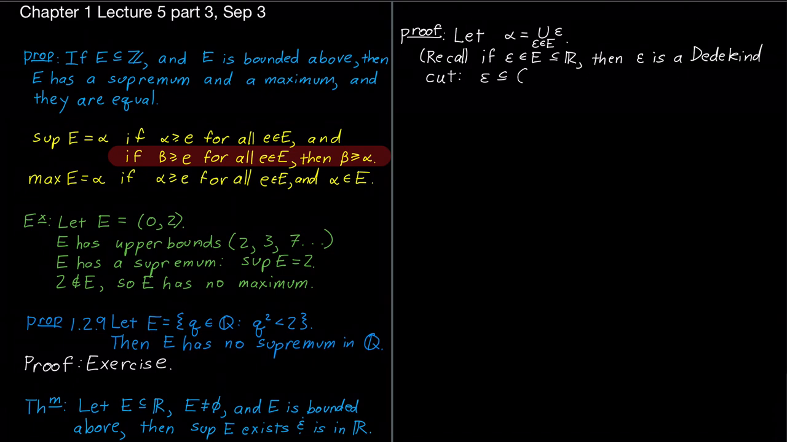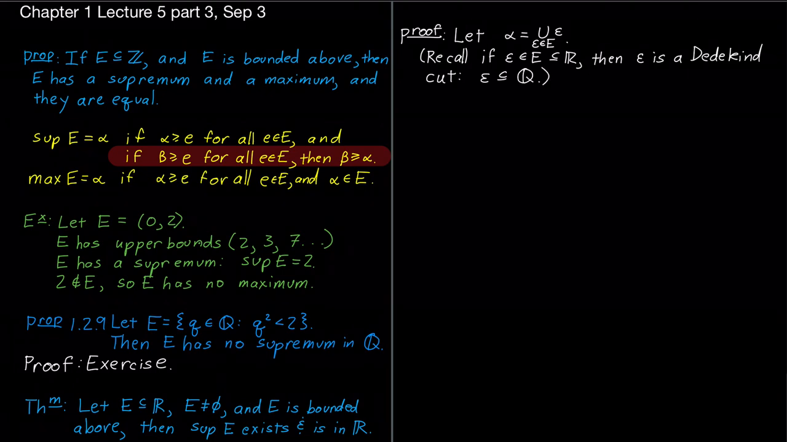And that means it's a special subset of the rationals. So alpha isn't a set of real numbers, it's a union of a bunch of real numbers, which means it's a union of a bunch of rationals. So clearly that means alpha is a subset of Q.